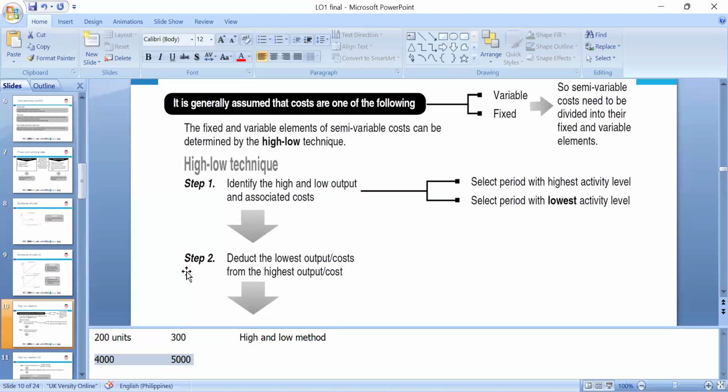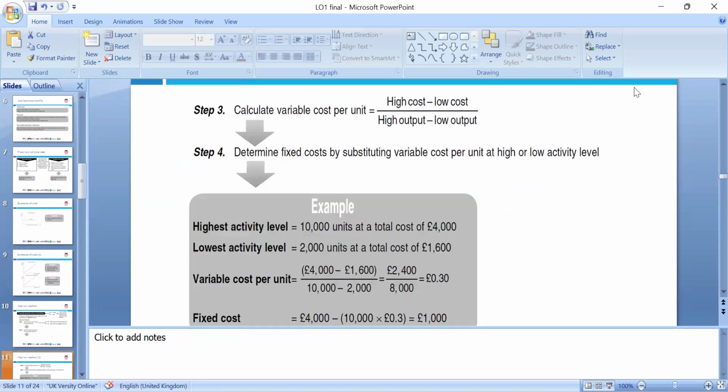We identify the higher and the lower units' total cost, and then using the high-low method formula, we can calculate the cost. We can identify how much is fixed and how much is variable. That's what we normally use. So let's look at the formula of the high-low cost method. To calculate the variable cost per unit: higher cost minus lower cost, divided by higher output minus lower output. Now we look at the higher cost, higher unit is 10,000 units.